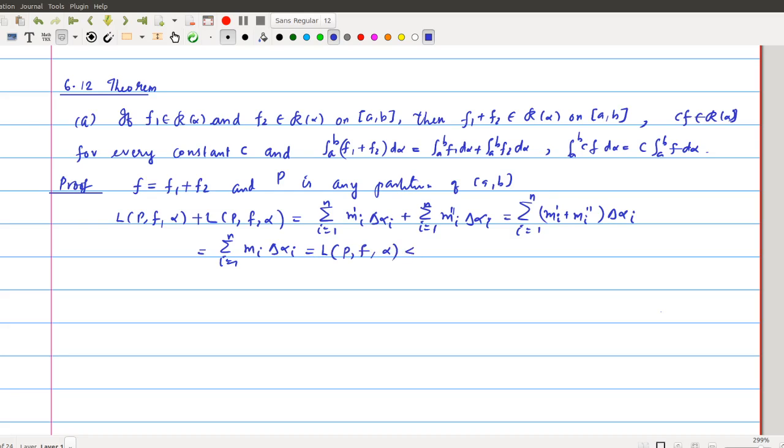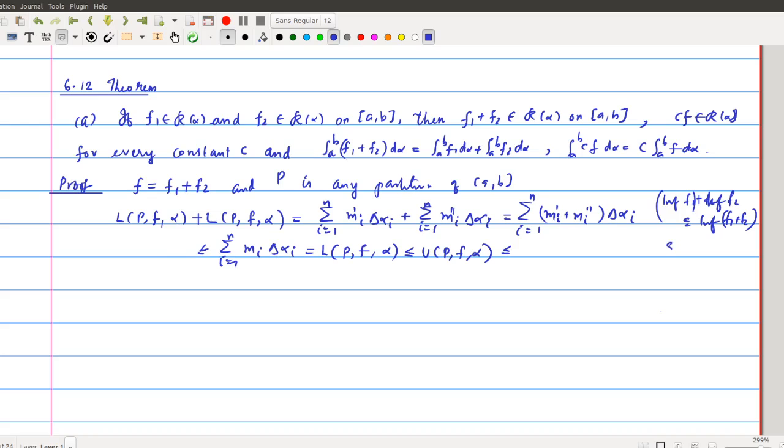But we know that L(P, f, alpha) is less than or equal to U(P, f, alpha). When we combine these, we get less than or equal to. This is because the infimum of f1 plus the infimum of f2 is less than or equal to the infimum of f1 plus f2. So that is what we have written here: m_i prime plus m_i double prime is less than or equal to m_i, where m_i is the minimum value of f.